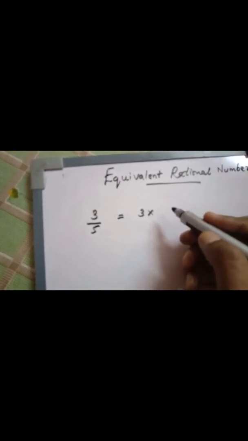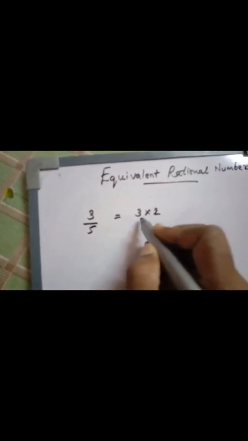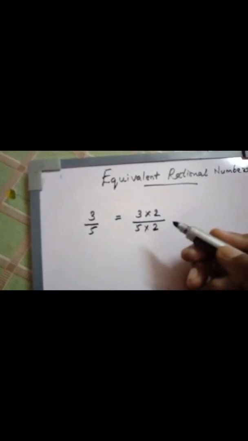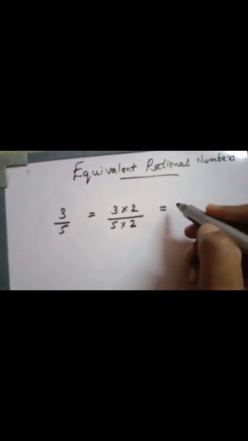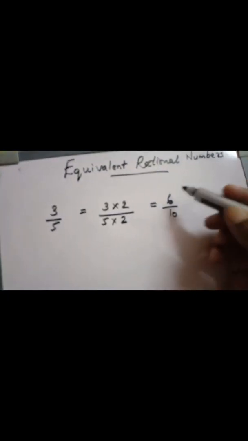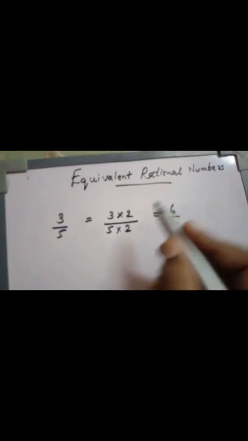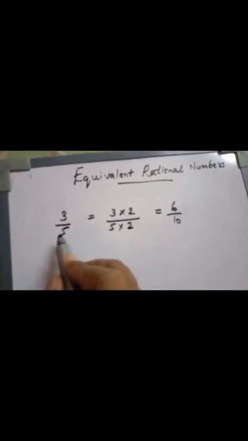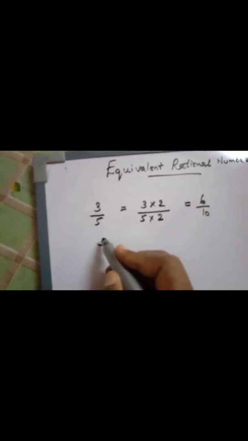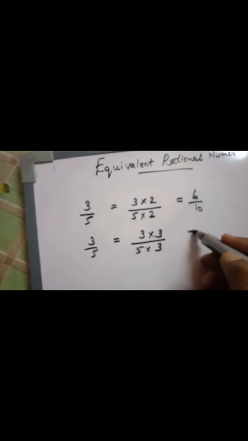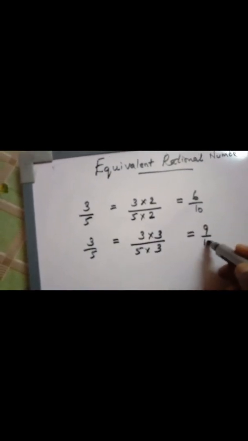First we will take a rational number 3 upon 5. Now when we multiply 3 upon 5 by an integer say 2, both on numerator and denominator, we can see that the answer will be 6 upon 10. Hence we can say that 6 upon 10 is an equivalent rational number of 3 upon 5. Now the same rational number 3 upon 5, when multiplied by 3 both on numerator and denominator, we will get an answer 9 upon 15.